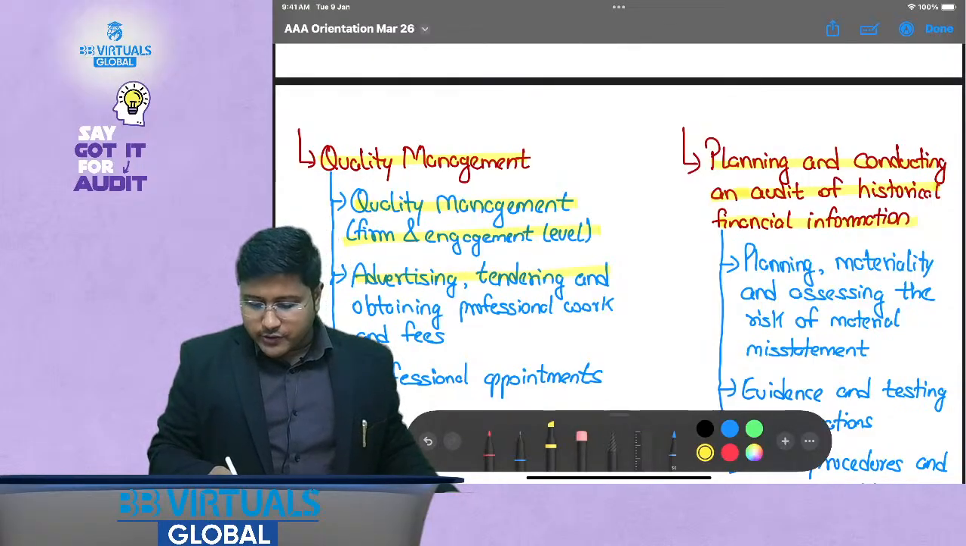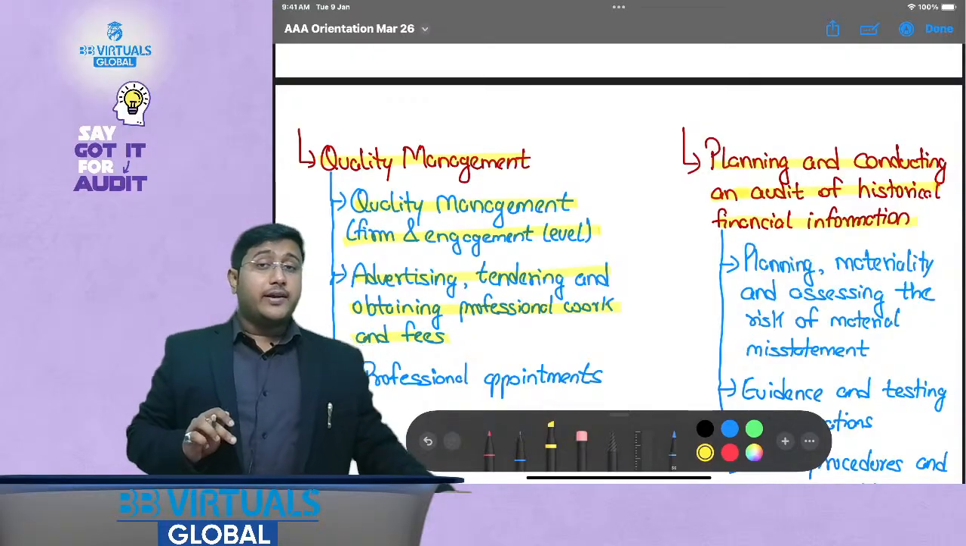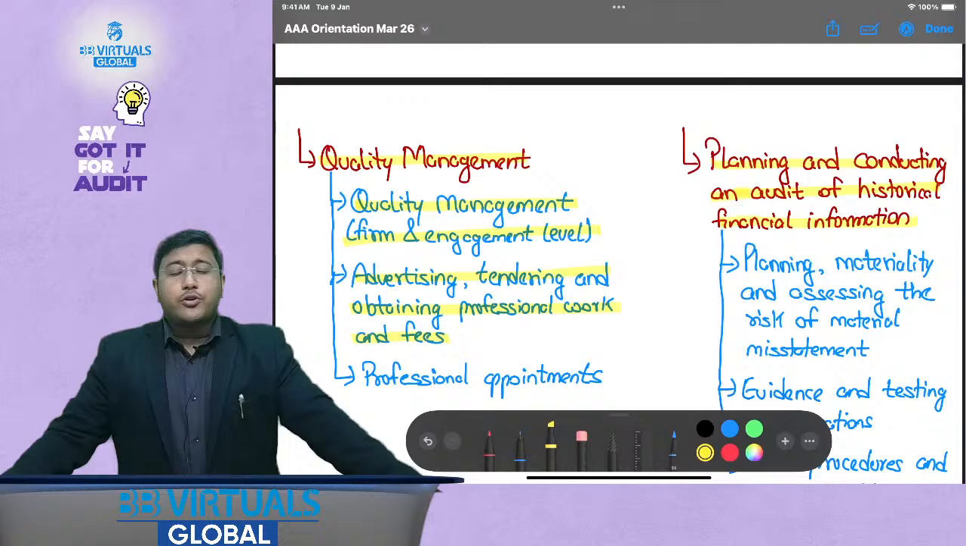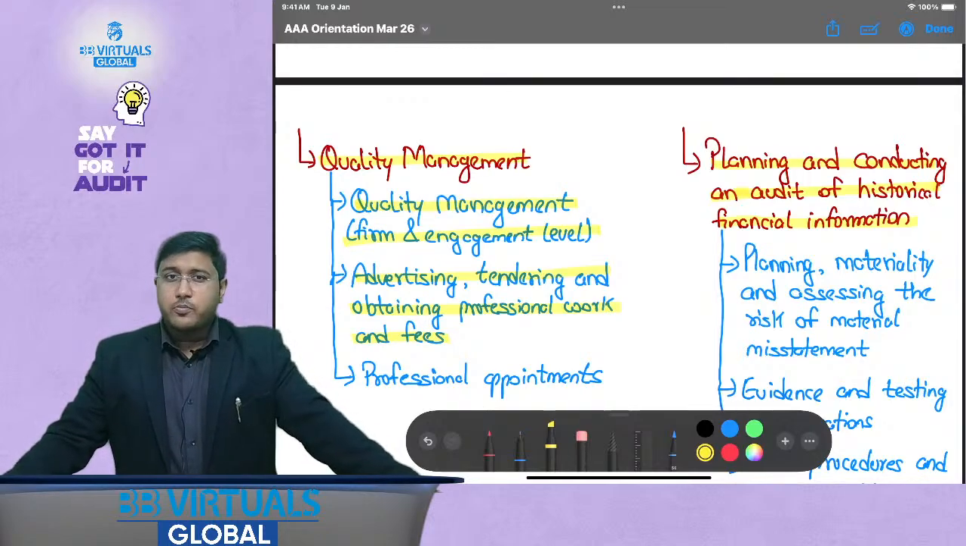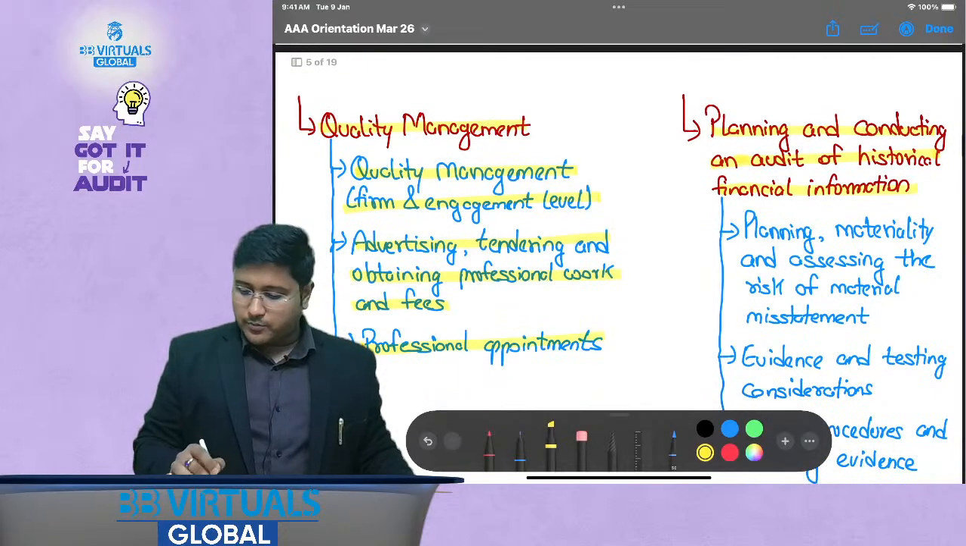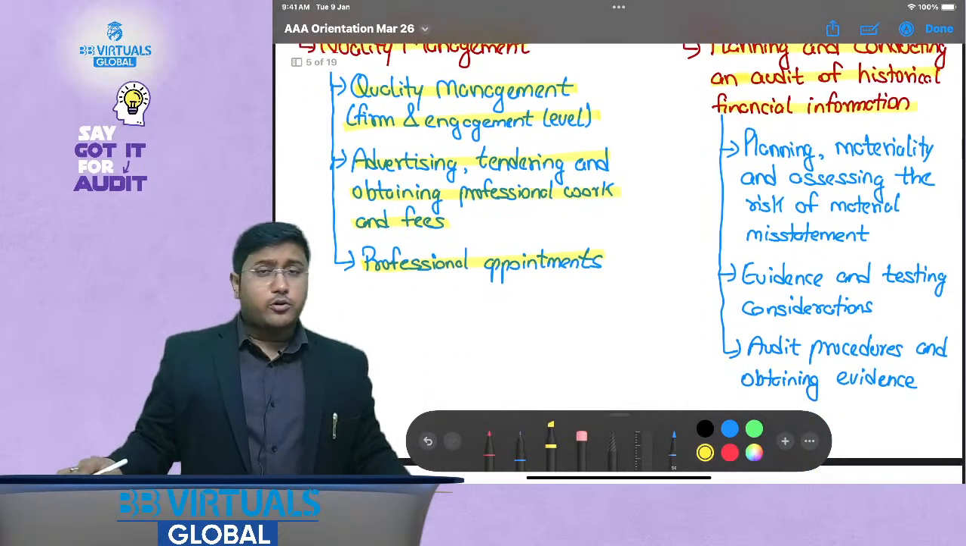Then we are also going to discuss the auditor's appointment, that is, are auditors allowed to advertise or not? Can auditors respond to a tender or not? What is the auditor appointment process followed by different levels of companies? All of that we are going to discuss over there. Then professional appointments.